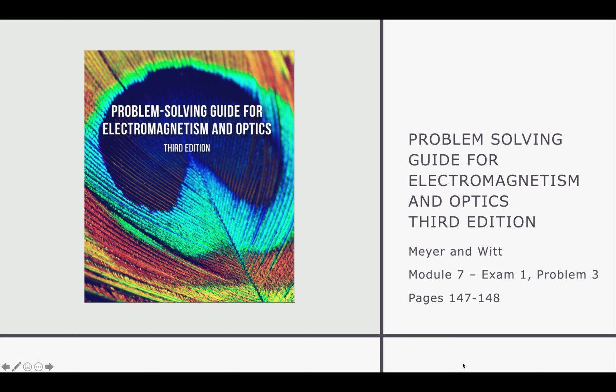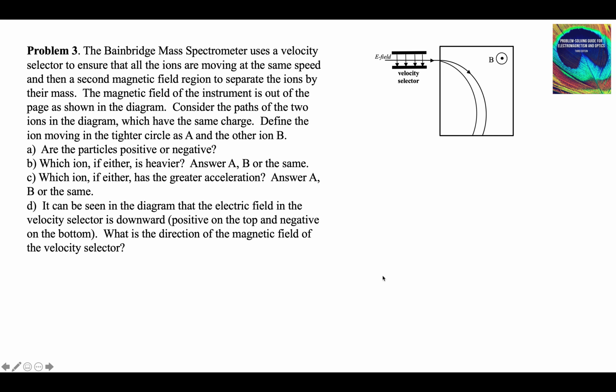This is a walkthrough of problem 3 on exam 1 in module 7 in the book Problem Solving Guide for Electromagnetism and Optics. Problem 3: the Bainbridge mass spectrometer uses a velocity selector, shown right here, to ensure all the ions enter the field region at the same speed. And then you have this magnetic field region to separate ions by their mass.